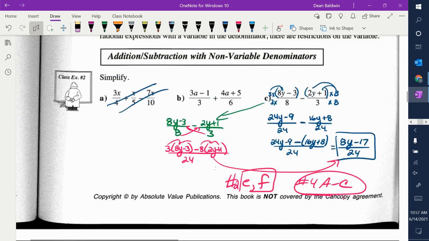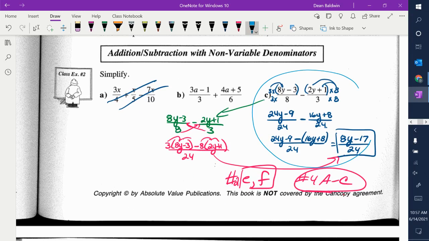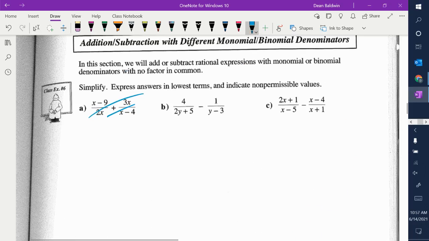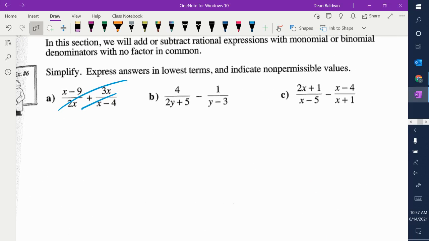Instead of doing this method, which you can do and it works every single time, just essentially munch the denominators together and then multiply them up. Okay, so it's a faster method. So the common denominator here is going to be 2y plus 5 times y minus 3. It's the denominators multiplied together.